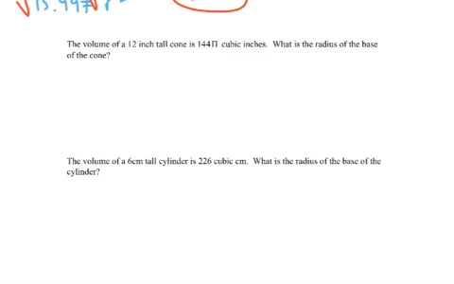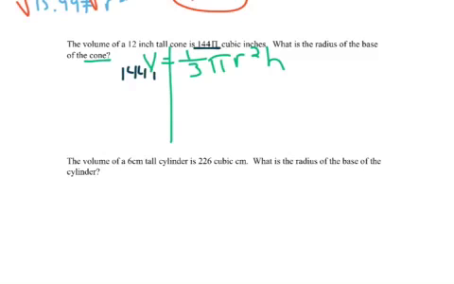Okay, our next problem, we are finding the radius of a cone. So remember, the formula for a cone is V equals 1/3 pi times your radius squared times your height. So as always, I'm going to plug everything in. So my volume is given here. It says 144 pi. And now I'm going to plug in the rest of my information.